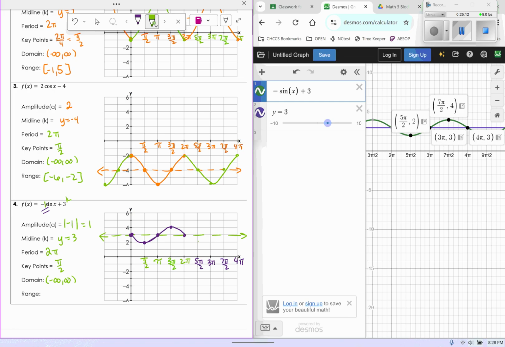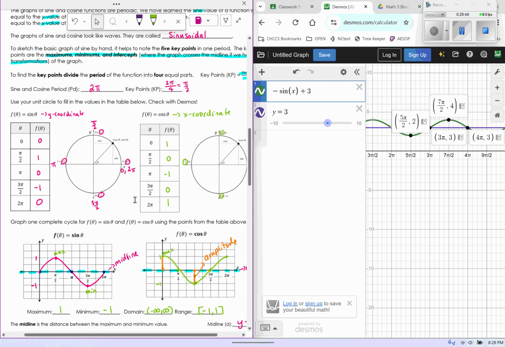So we're at the midline and it was coming from a maximum, so we have to go to the minimum, back to the midline, up to a maximum, back to the midline. And then the range for this graph looks like it's from 2 to 4. Remember, when you're writing the domain and range, you always write in order from the number line, least to greatest. So that's why I write the 2 before the 4, because 2 is a lower number than the 4. And that is it for graphing sine and cosine.